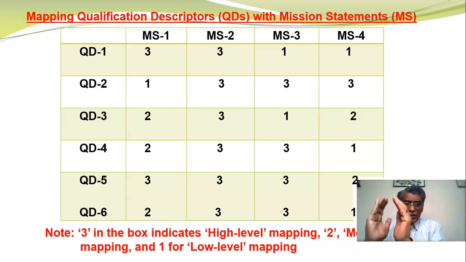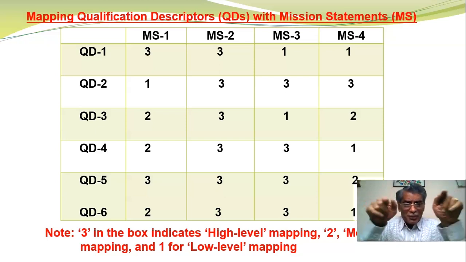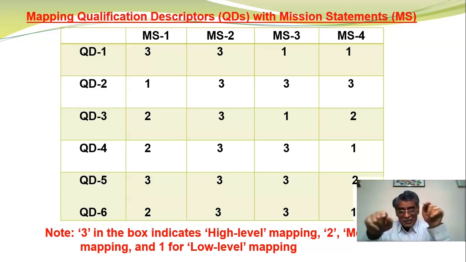I have already shown you how to formulate mission statements. I have also explained how to formulate qualification descriptors. After having done these, you have to map now. What is the meaning of mapping? Our qualification descriptors for the given academic program are in alignment with the mission statement of the department. That is important, sir. Right?